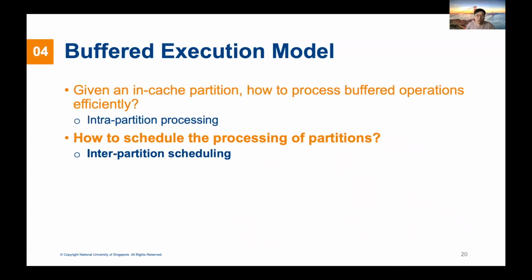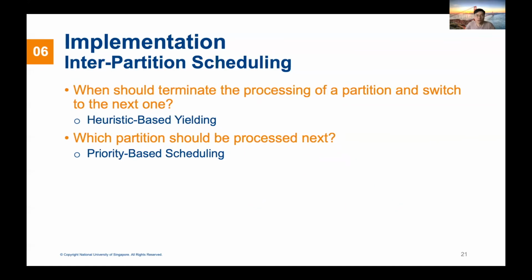Next, we briefly talk about our inter-partition scheduling. Basically, inter-partition scheduling is the outer loop of the intra-partition processing. It answers the following two questions. When should we terminate the processing of a partition and switch to the next one? And then, which partition should be selected to process next? We'll talk about the heuristic-based yielding to answer the first question.